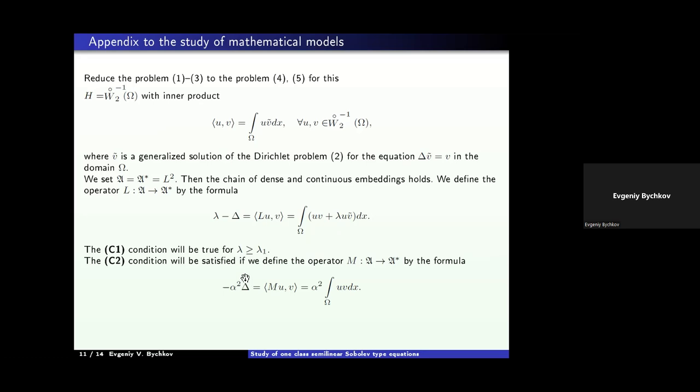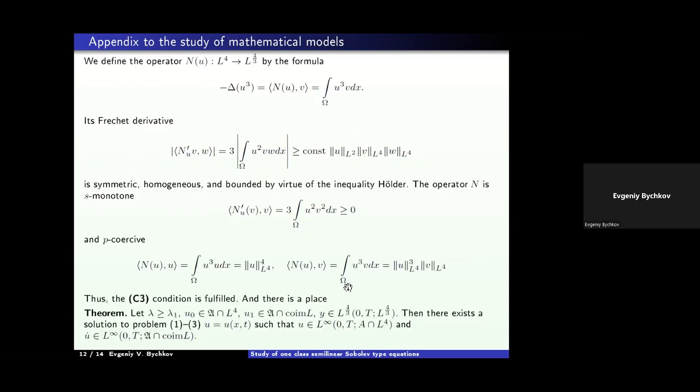The condition C2 will be satisfied if we define the operator F by the formula. We define the operator minus delta of u cubed like this. Its first derivative on the slides is symmetric, homogeneous, and bounded by virtue of the inequality holding. Thus, the C3 condition is fulfilled. And there holds the theorem about the existence of a solution of problem 1, 2, 3.